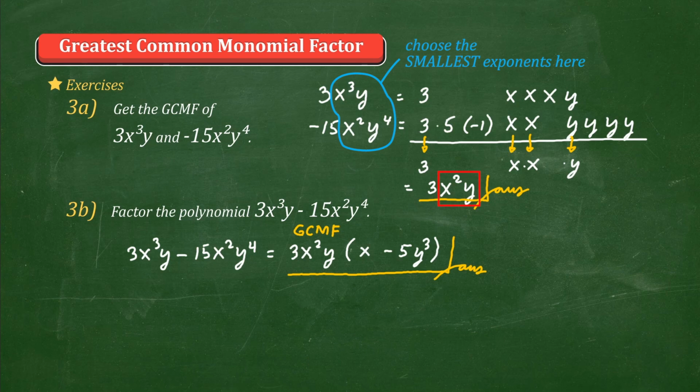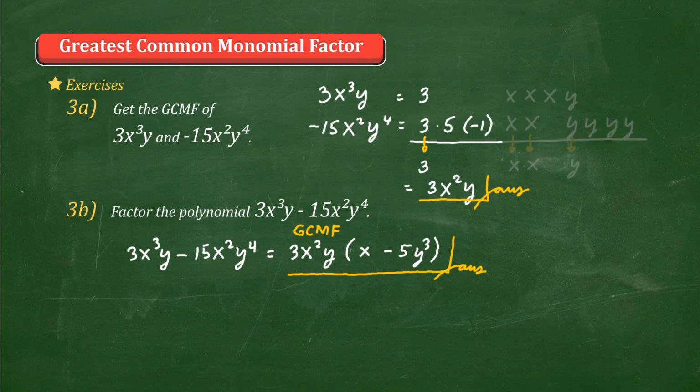Further implication of this is, if you can get the numerical coefficient of the GCMF mentally, there is really no need to do this part. Just use our shortcut and choose the smallest exponent.